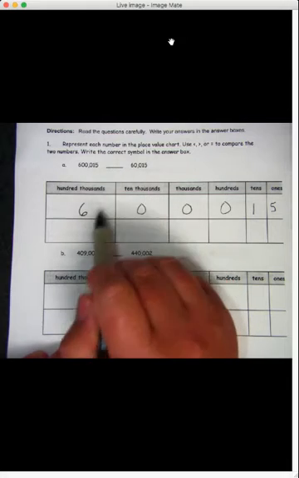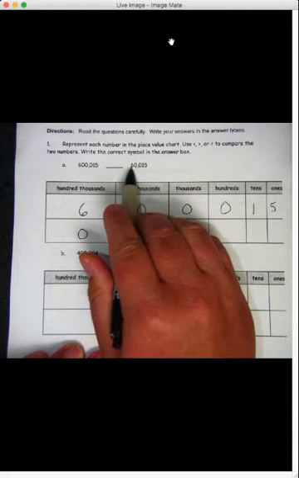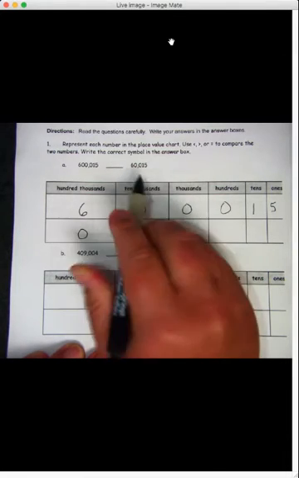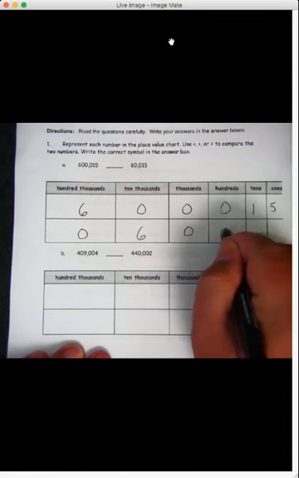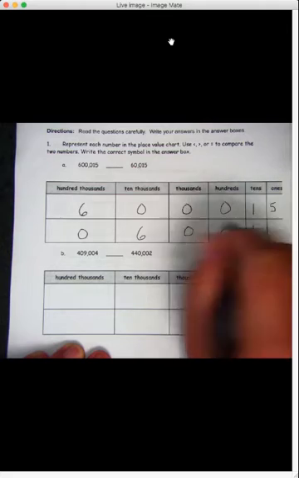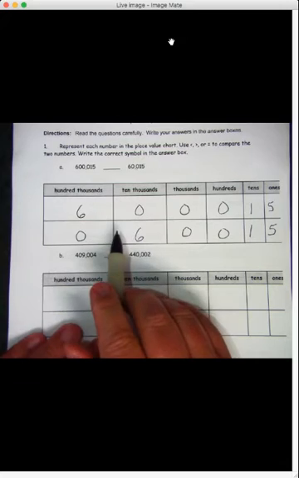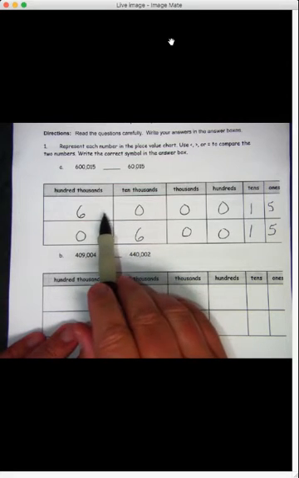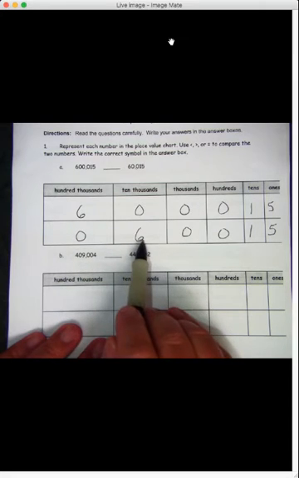60,015. Do we have any 100,000s? No. Do we have 10,000s? Yes. Thousands? No. Hundreds? No. One 10, 5 ones. So if we look at this chart, we can see that the number that has the highest value is that first one, because it has a 6 in the 100,000s place, which is 600,000. This only has 6 in the 10,000s place, which is only 60,000.